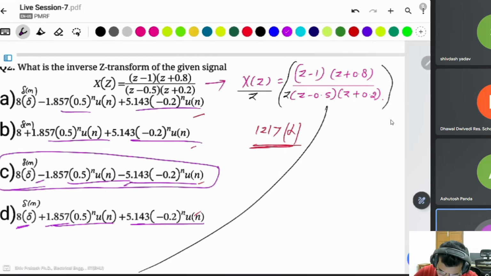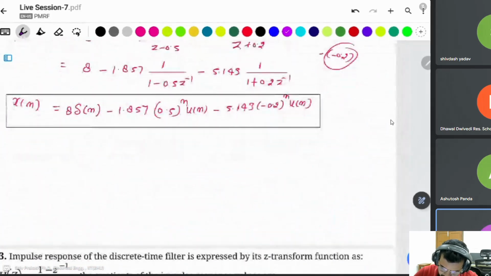This one negative, this one also negative. Both are negative. Yes.